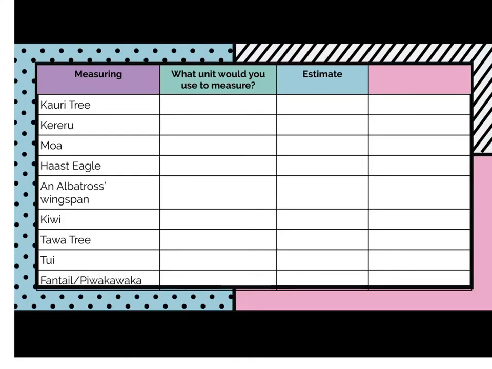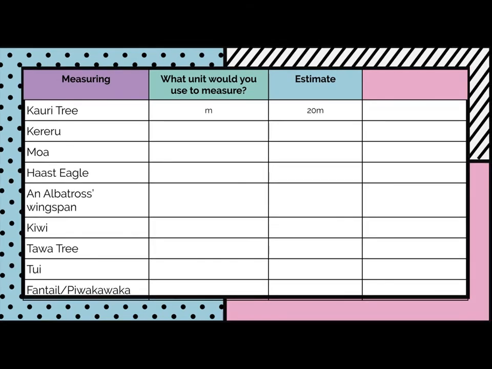In your slideshow, you will find a template that looks like this. And what your job is to do today is to look at all of these things you're measuring, what unit you would use to measure, and remember those are our centimetres or metres, and then estimate what we think the length of the item that you're measuring is. So as you can see here, I've added in my unit of measure that I chose for the Kauri tree, which was metres, and as well as my estimate which we said was 20 metres.